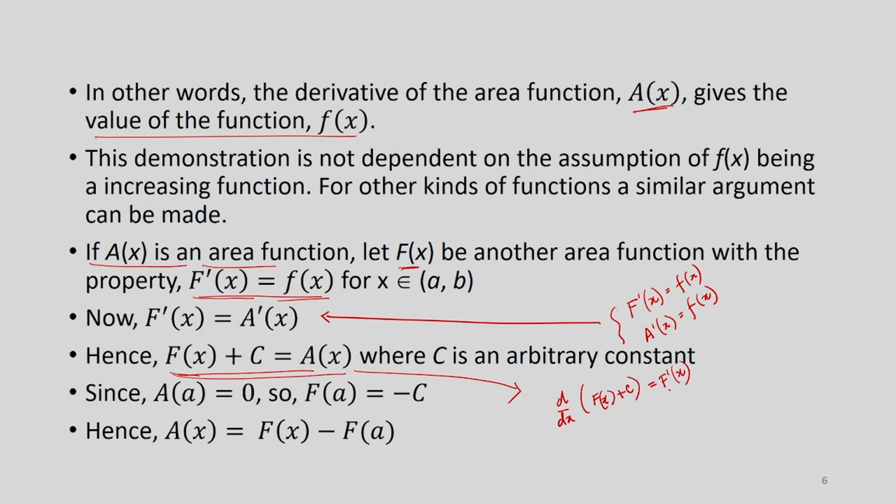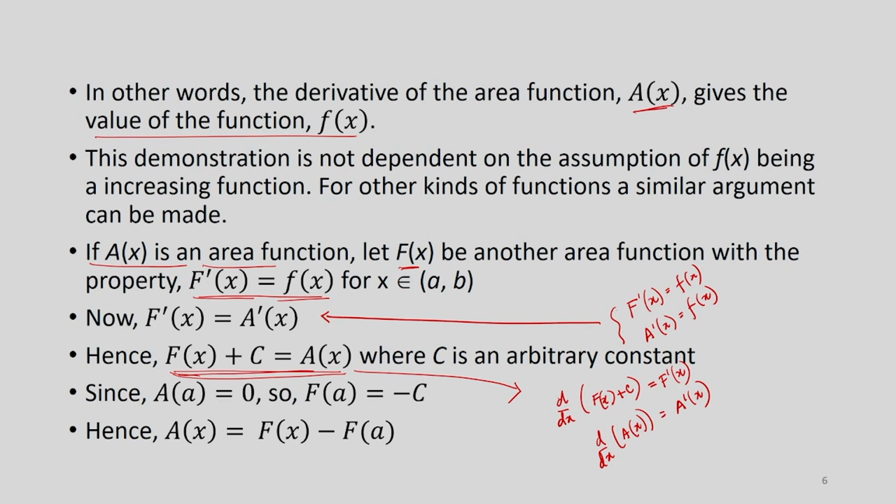This will just become f dash of x because c will become 0, derivative of c is equal to 0, and this is the left hand side. On the right hand side also you take the derivative of A of x, it becomes A prime of x. So, F prime of x is equal to A prime of x. From that I can actually write F of x plus c is equal to A of x.